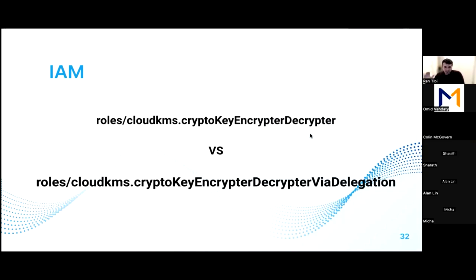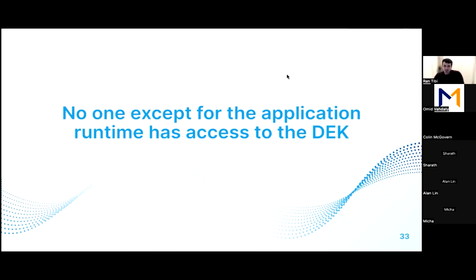So therefore, all humans should be assigned to decryptor via delegation, and no one should ever be assigned to the decryptor role. Okay, because if you assign someone to the decryptor role, it means that he can actually decrypt the DEK, and you don't want to give anyone this capability. Now, I can't stress it enough. The DEK was never revealed to any user during the process, even when we created the wrapper. Do you understand how significant that is? Any questions so far?